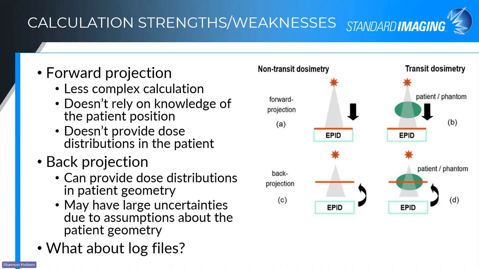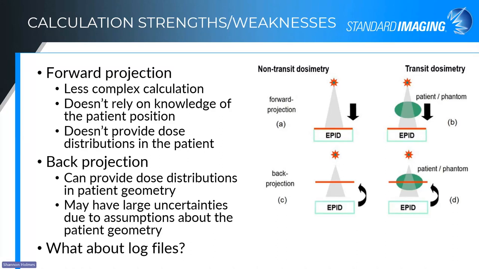It doesn't actually give you dose distributions within the patient if you're not doing any back projection, but it has a little bit lower uncertainty in the comparison of your predicted versus your measured, because it doesn't have some of those assumptions about where the patient is today. You're just comparing what you measured with where the patient should have been, and then attenuation differences or scatter differences, things like that, or dose differences because you didn't deliver the field properly. Those show up in that exit comparison.